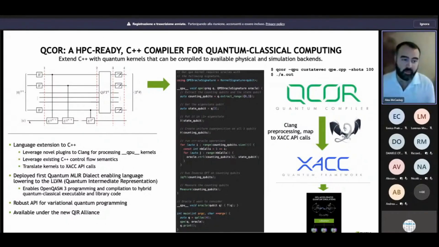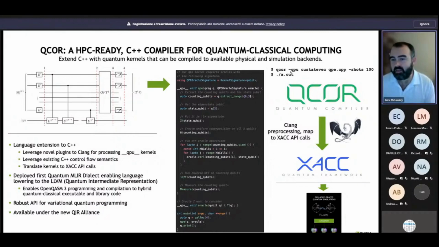So we put the bottom register in whatever eigenstate we want to put it in. We apply Hadamards across the top register here to create a uniform superposition, and then we can use standard C++ control flow, for loops, for instance, to loop over and apply these controlled unitaries. We can pull in provided standard libraries for very common algorithms like this IQFT call, and then we can perform measurement.